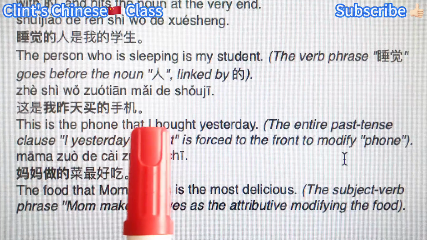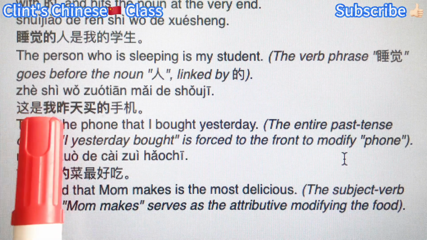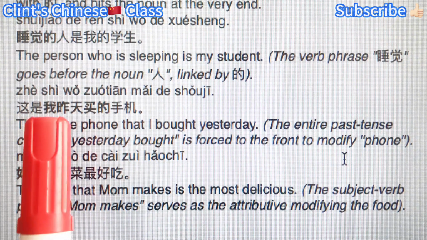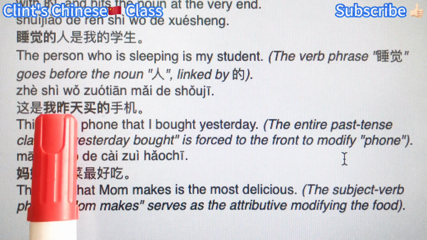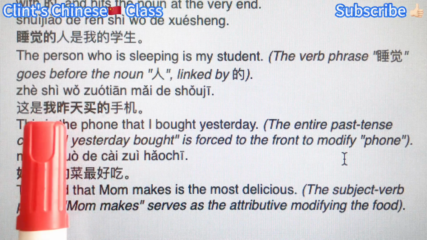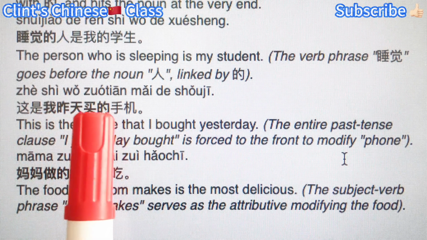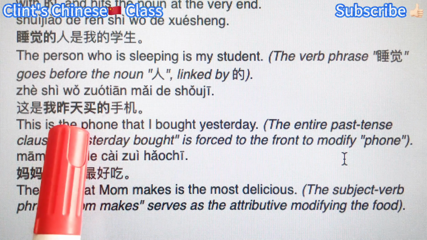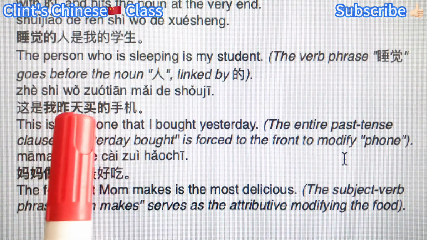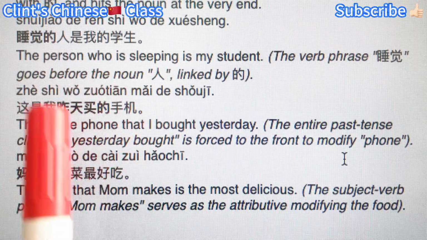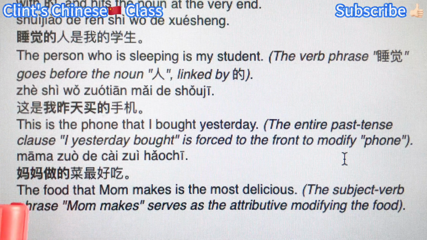Next one. This is the phone that I bought yesterday. 这是我昨天买的手机。 So here the whole clause, 我昨天买的手机, the phone that I bought yesterday. 我昨天买的 is that I bought yesterday. The whole clause is the attributive here. Just with the de, you can use the whole clause to modify the noun, phone.